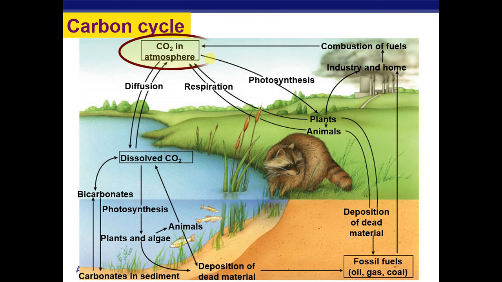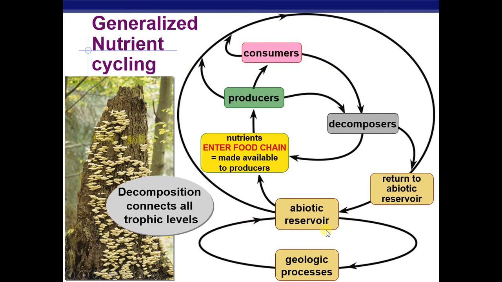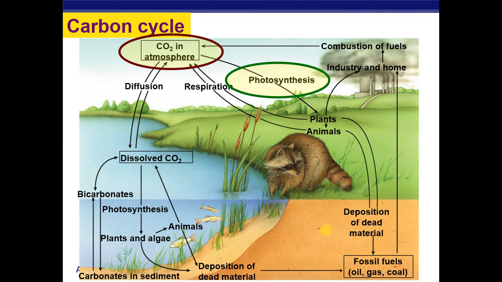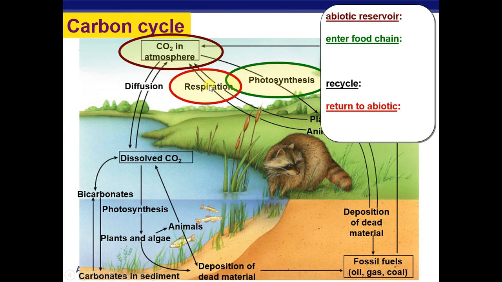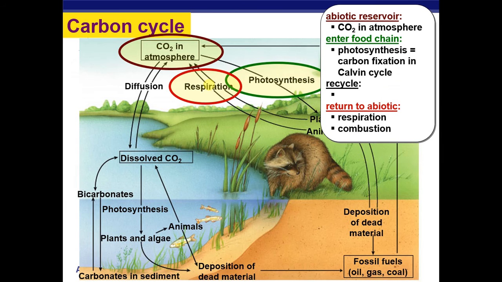Here is specifically the carbon cycle, where CO2 is in the atmosphere, that is in its abiotic reservoir, like we talked about. Photosynthesis is used to transform that carbon into plants. And plants and animals will return that carbon back to the atmosphere through respiration, cellular respiration. It enters the food chain through photosynthesis, and is returned to the abiotic reservoir through combustion or respiration.